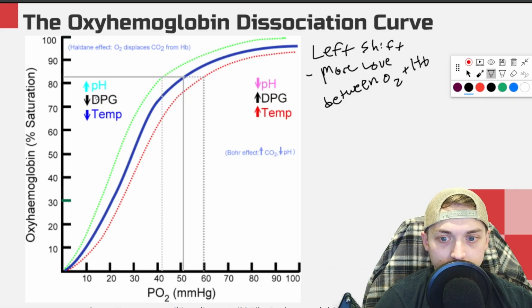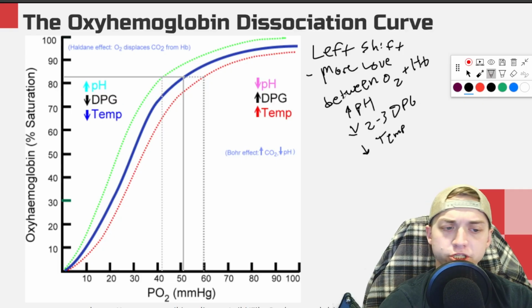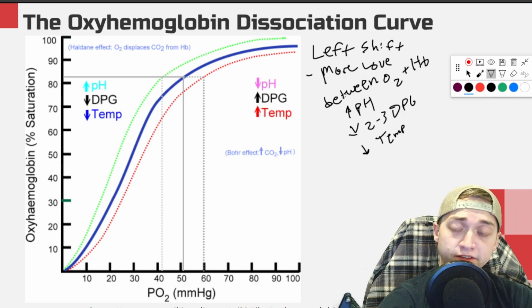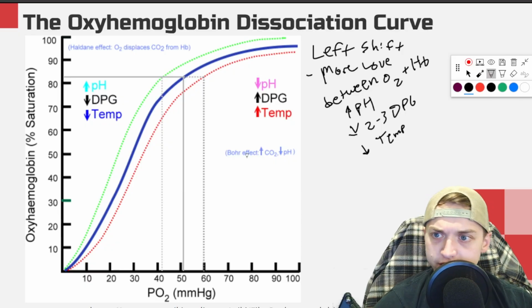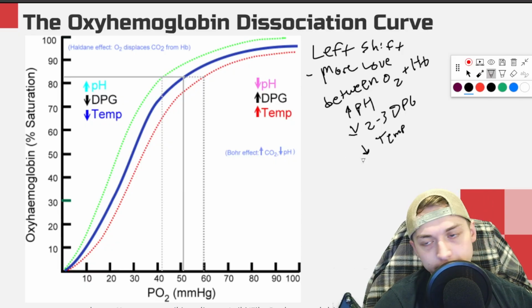And again, this can be caused by an increase in pH, decreased levels of 2,3-DPG, or diphosphoglycerate, or a low temp. Now, what is 2,3-DPG? Well, it's 2,3-diphosphoglycerate, and all it does is it alters hemoglobin a little bit. So when there's decreased levels of 2,3-DPG, hemoglobin is more likely to hang on to oxygen.